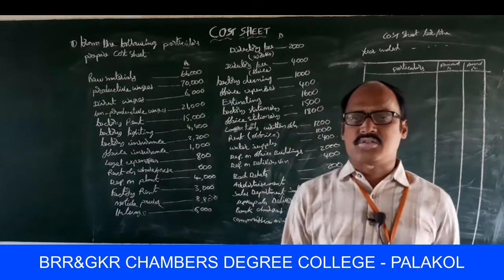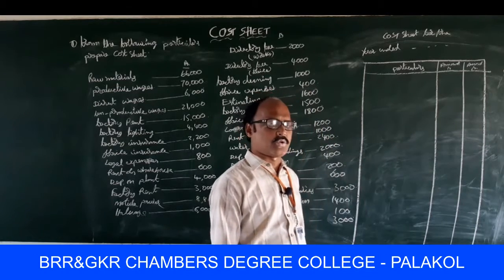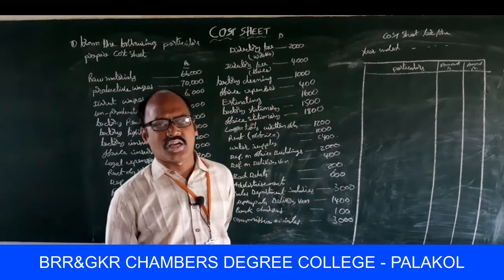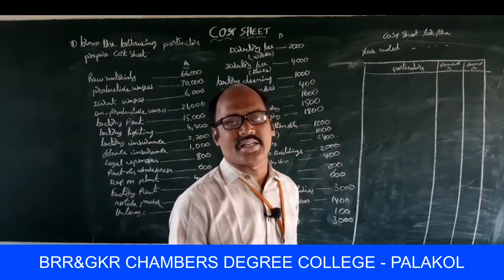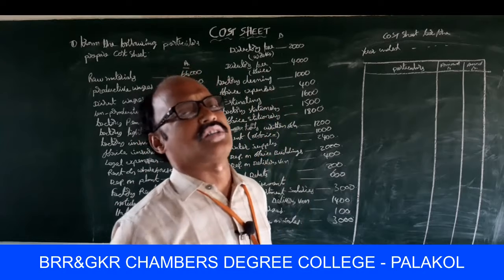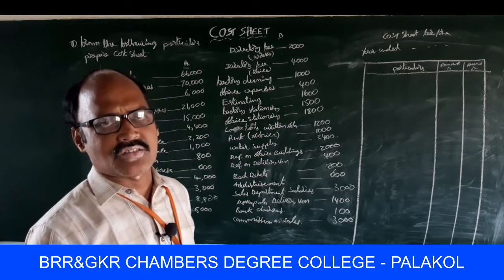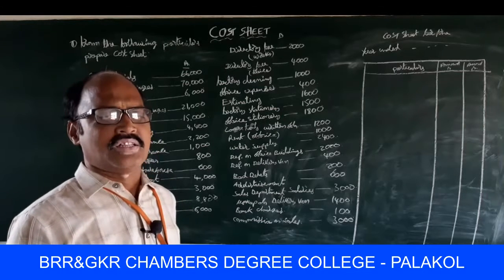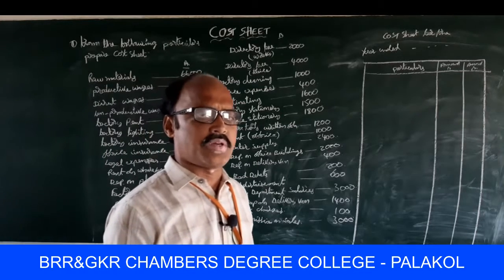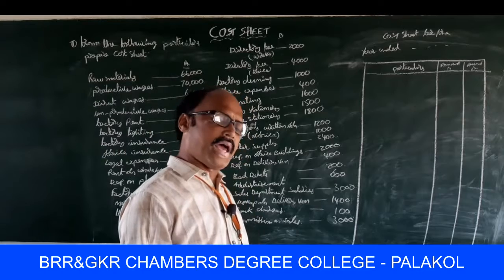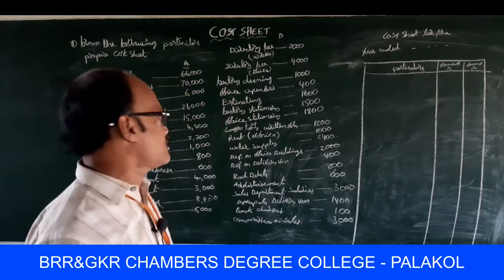So prime cost, those transactions are related to prime cost. The transactions should be recorded under the head of prime cost. All the direct expenditure, those transactions are related to direct expenses. That direct expenditure should be recorded under the head of prime cost. This is step 1.